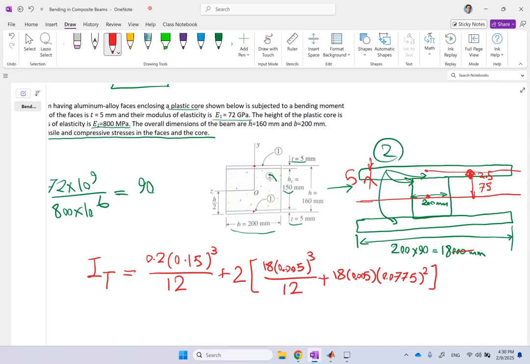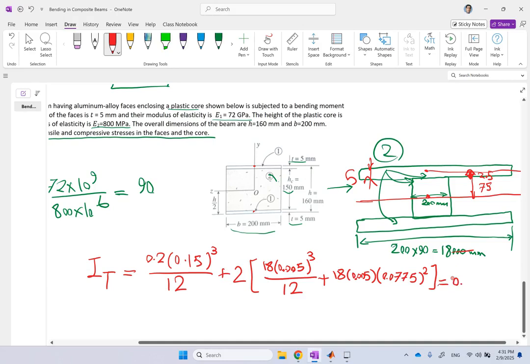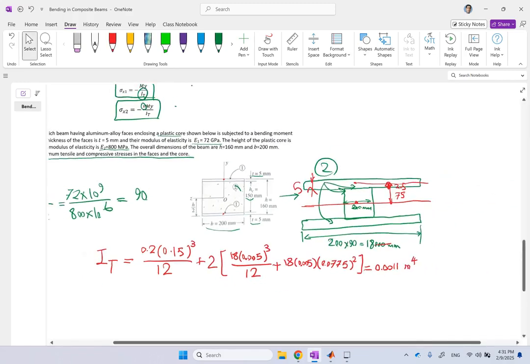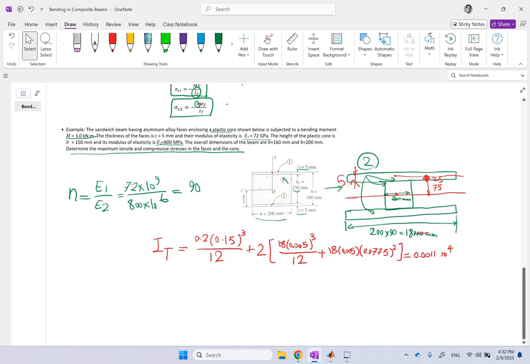It is going to be like that. This is going to be I of the total. And so we can find the number for this case. So let's find this. So you are going to get 0.0011 meter to the 4. This is the I total for the transform cross section. Now that you have that, we can go ahead and calculate the stress in each section.